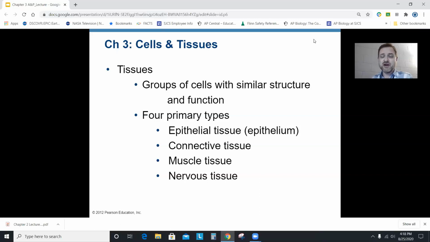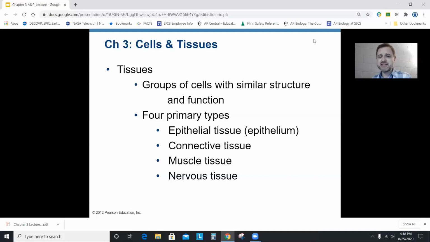So first off, a tissue by definition is a group of cells that have a similar structure and a similar function. There are 4 main tissue types in humans. They are epithelial tissue, connective tissue, muscle tissue, and nervous tissue. We're going to go through all 4 in this video. Muscle tissue and nervous tissue, we're going to talk about your muscles and your nerves in later chapters. We're just going to briefly talk about those 2.